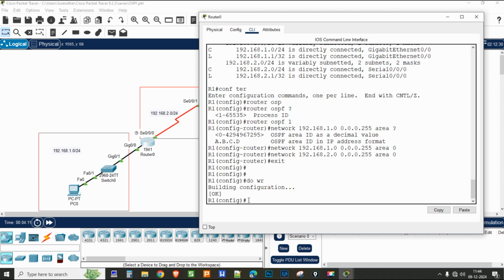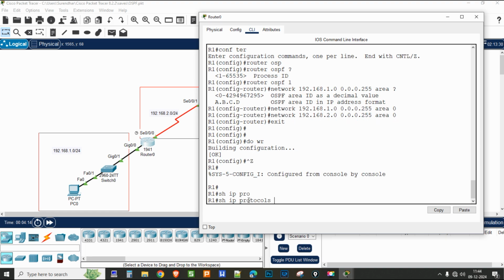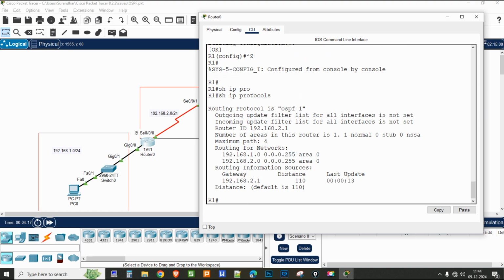Now I save the configuration. Go to show ip protocols. Here OSPF, this is the autonomous system ID. Here it chooses the highest IP address as the router ID, so this interface has the highest value IP address. By default it chooses the one having the highest value, and it can prefer the path. Number of areas in the router: only one area. It is a normal area, not stub area or NSSA.